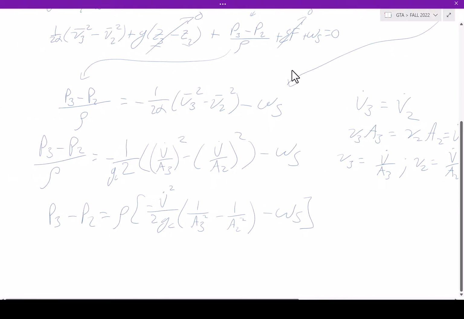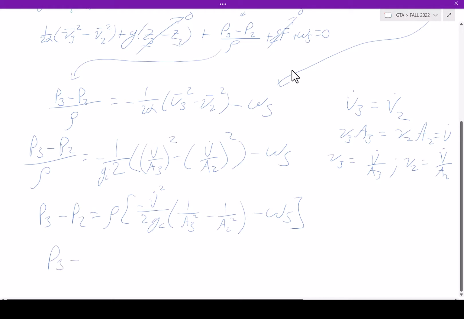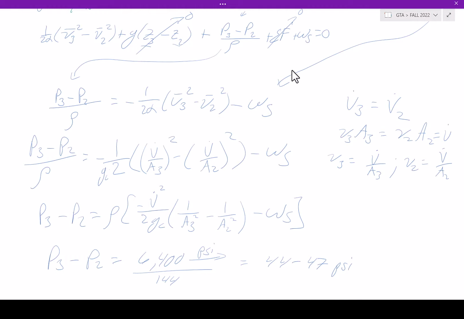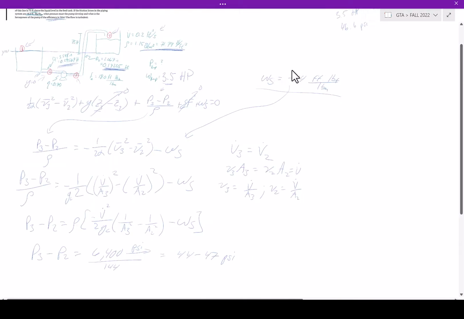There's just one more conversion step that you would have to do. So this pressure 3 minus pressure 2 term will end up giving you 1,400-ish. That's not going to be in the correct units. You need to convert to PSI. And in order to do that, you just divide this number by 144. And you end up getting that it should be, I don't know, somewhere between 44, maybe 47 PSI. Something like that. I know the English units make it a little confusing. It's a little hard to understand, but the general approach is what's important here.